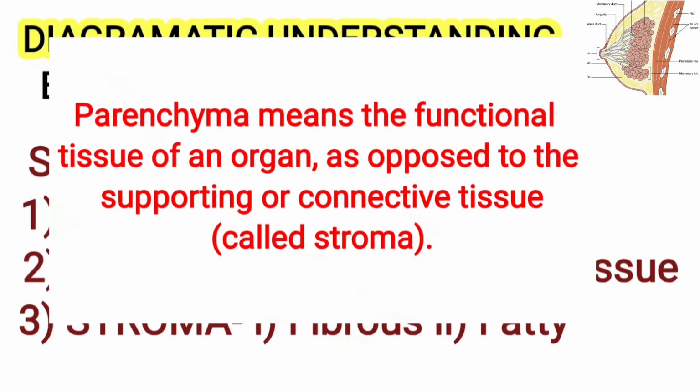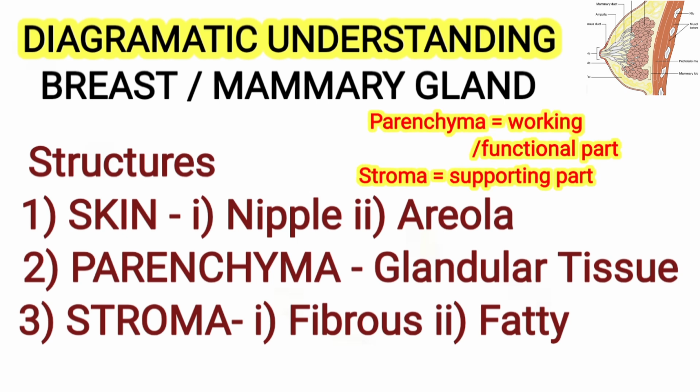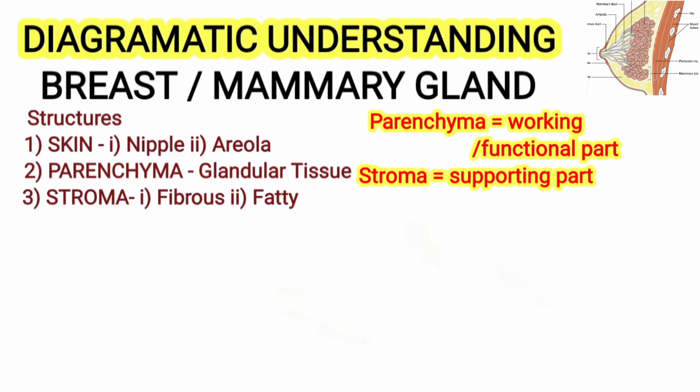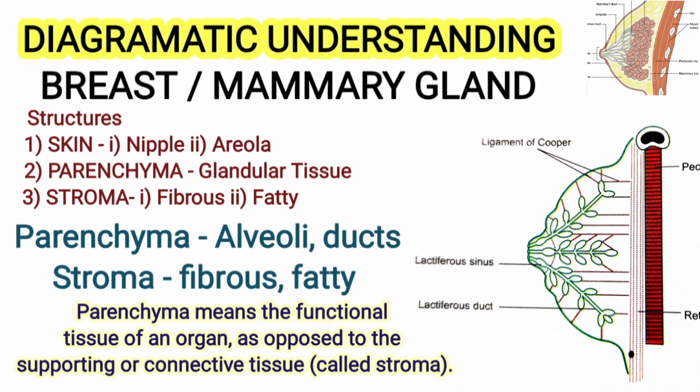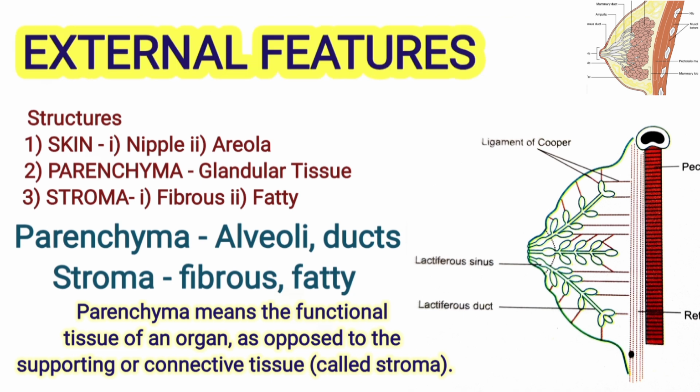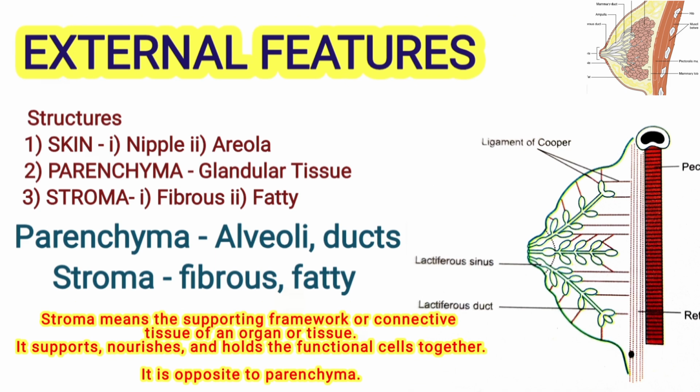You can even write down in a tabular format or in a chart format that the mammary gland consists of parenchyma, glandular tissue, and stroma, fibrous and fatty tissue. So you can make two columns, parenchyma, where you can write alveoli, ducts, and in stroma you can write fibrous stroma, fatty stroma. In some books it is written like that, but the meaning is same. So in the external features of mammary gland, we are going to study skin.